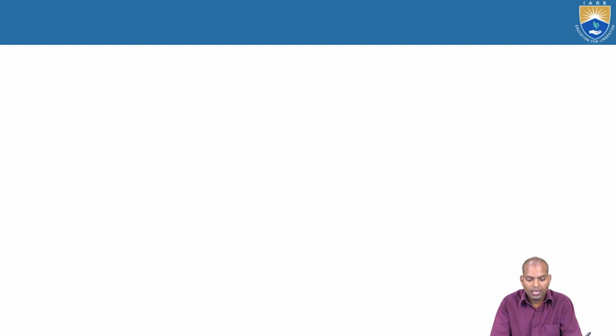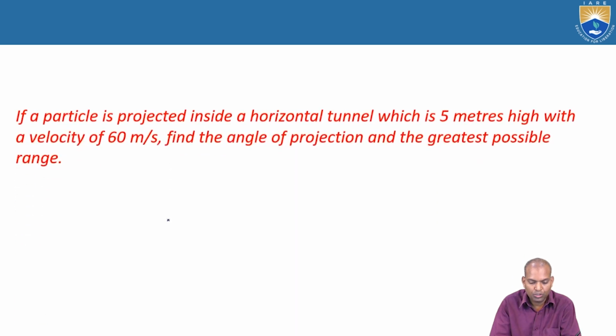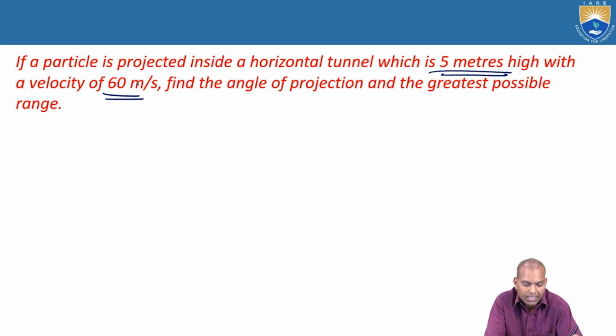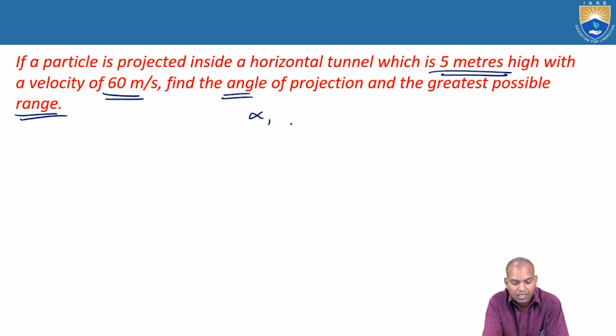Okay, and the next problem is that we are going to solve one more. If a particle is projected inside a horizontal tunnel which is 5 meters high, with a velocity of 60 meters per second, find the angle of projection and the greatest possible range. We need these two things: the angle alpha, and the range R.